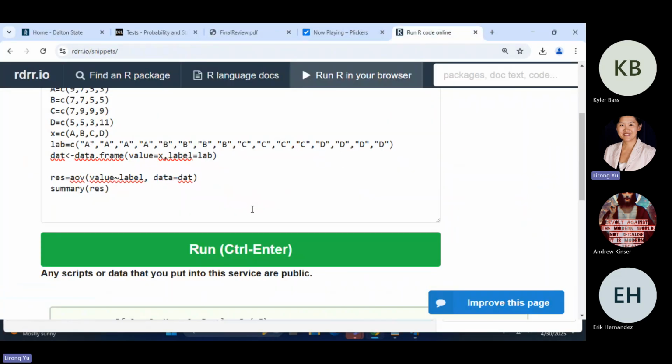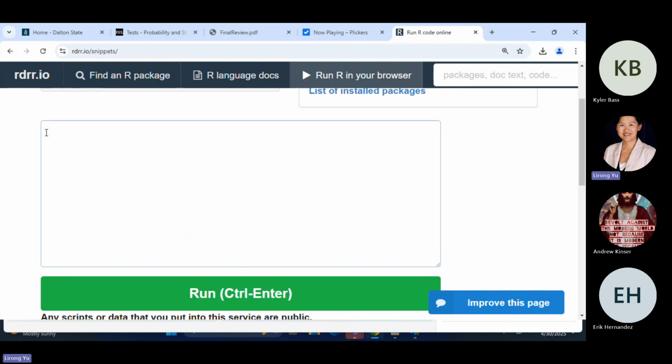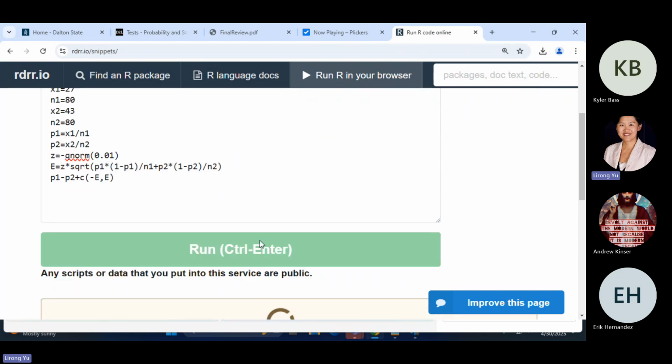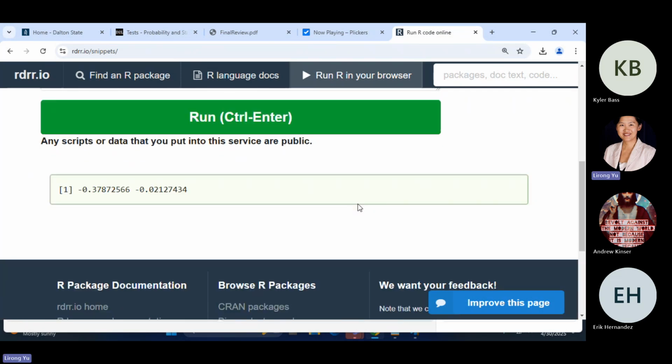So that's one of the examples that we did for homework. 7.3 proportion test, confidence interval for proportion. So there we go. Calculating the point estimate for both proportions, subtract them to get a point estimate, and then figure out the confidence interval, the margin of error for the confidence interval. Here we go. That will be the confidence interval.